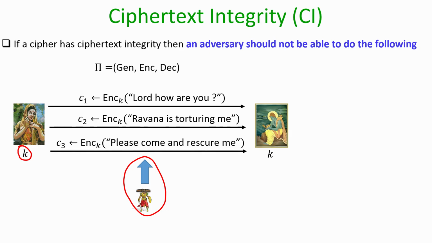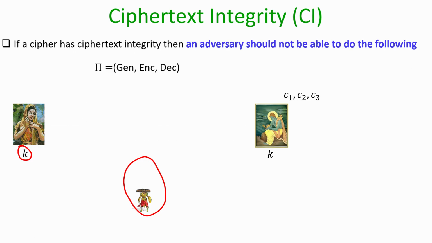So, the adversary here does not know what exactly are the underlying messages which have been encrypted, and it also does not know the value of the key, but it has access only to the legitimate ciphertexts which have been computed and communicated by the sender to the receiver.